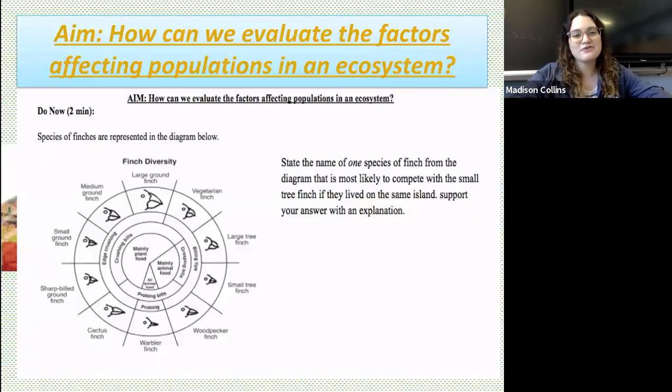Welcome back. This is day 4 of Ecology, and today we're going to be talking about how we can evaluate the factors affecting populations in an ecosystem. But before we get to that, let's take a look at this Do Now question together.